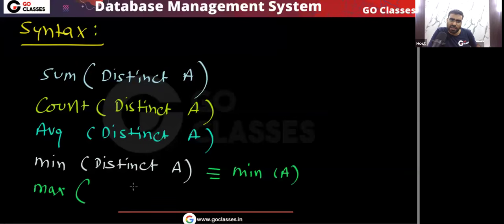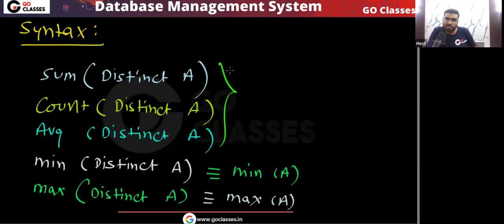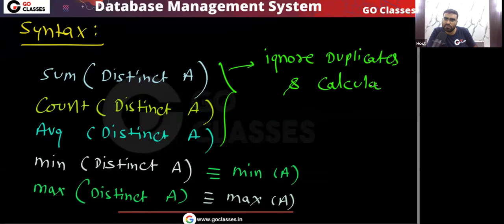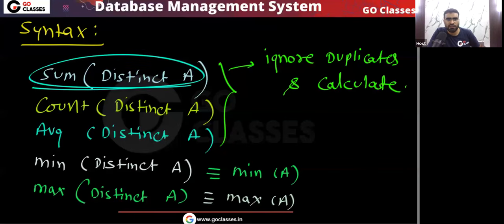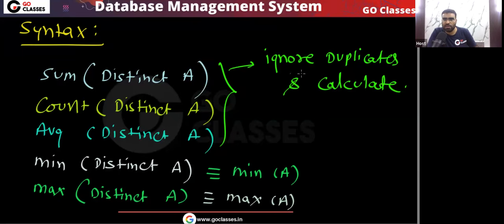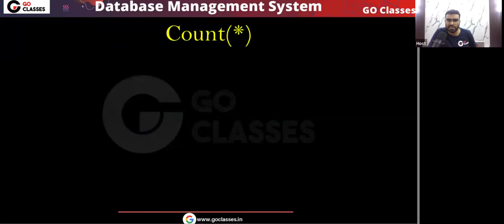And similarly, max. If I put distinct, this is not an error. Don't worry. You can put distinct, no problem, but the result will be the same as max of A. But remember, these will ignore the duplicates and then calculate. Very simple. So here we are doing the summation of distinct values of A. So this is the syntax. I hope you understood. Now let's see some examples.